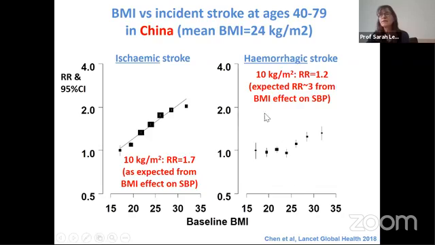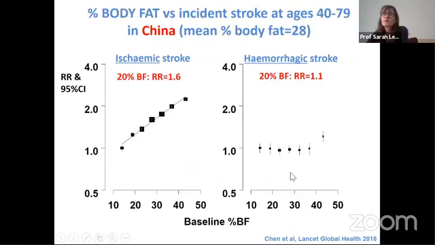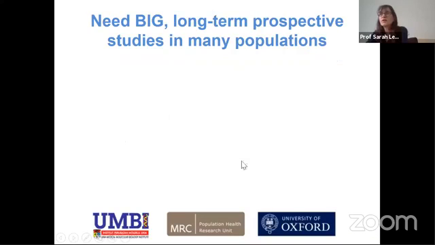So again, at any given level of blood pressure, this suggests an inverse association between BMI and hemorrhagic stroke in the China Kadoorie Biobank study. Maybe it's that BMI isn't measuring body fat, but in the China Kadoorie Biobank study they had measurements of percent body fat. And again, what we're seeing for ischemic stroke is more or less what you would have expected, 20% higher body fat associated with a relative risk of 1.6. But again, little or only a weak association at very high levels of body fat for hemorrhagic stroke. So something very different is going on with body fat between ischemic stroke and hemorrhagic stroke in this Chinese population. So to conclude, what does this tell us?